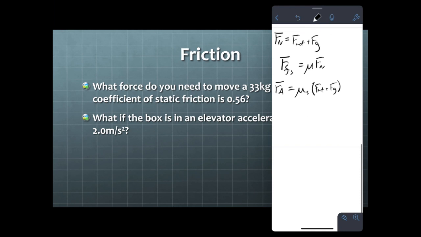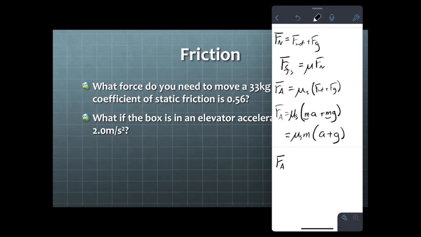Now, for this question, our applied force is equal to the coefficient of static friction multiplied by F net, which is equal to our mass times acceleration, plus Fg, which is m times g. This step is unnecessary, but it makes the question easier. You notice that there are m's in both of the terms here, so you can pull out one mass from the equation and be left with a plus g.